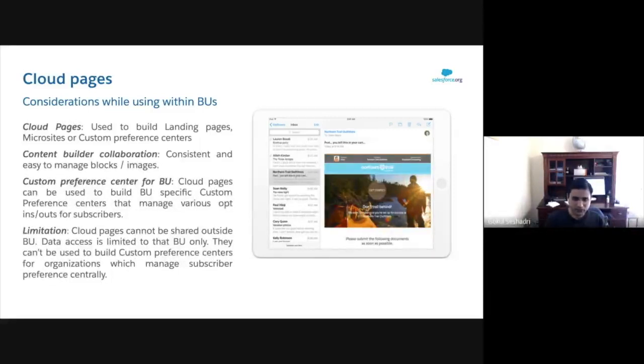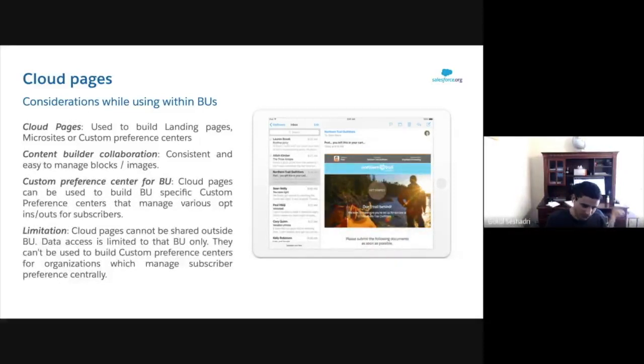In the context of business units, there is a very important limitation that needs to be kept in mind, which is the cloud pages that you construct are accessible only within a BU. For example, I can take the URL of a cloud page and I can use it across multiple business units, but the cloud page itself resides within a given business unit and it operates in the context of that business unit.